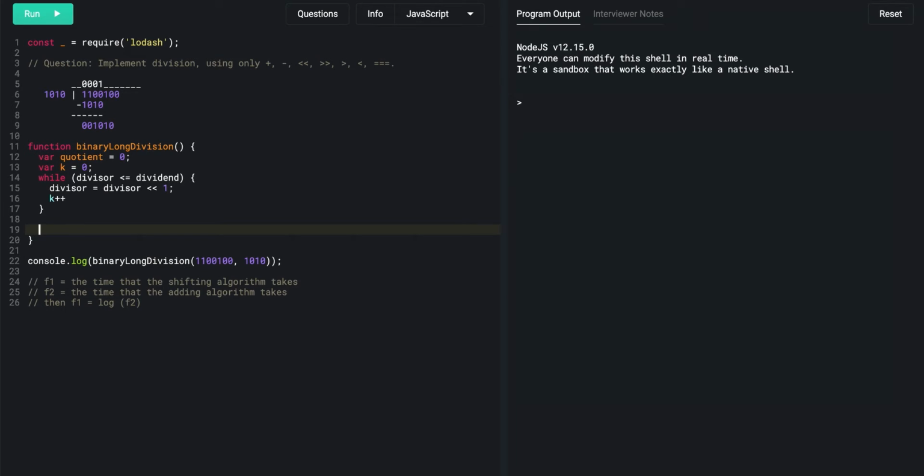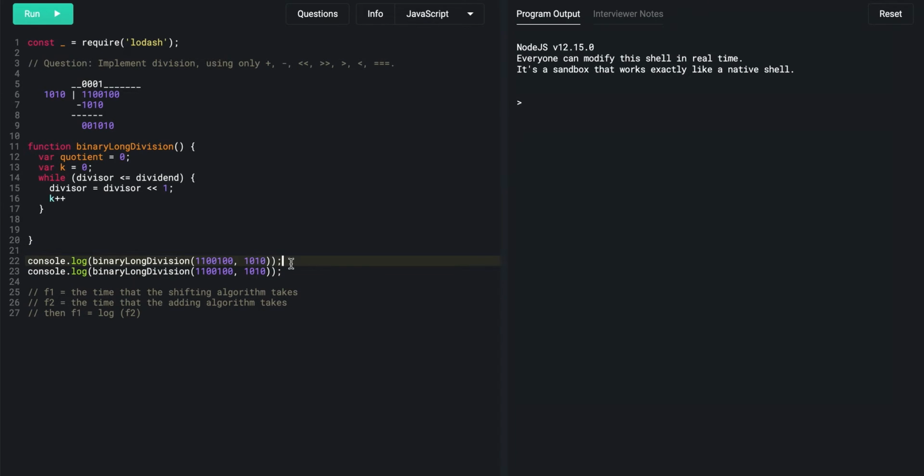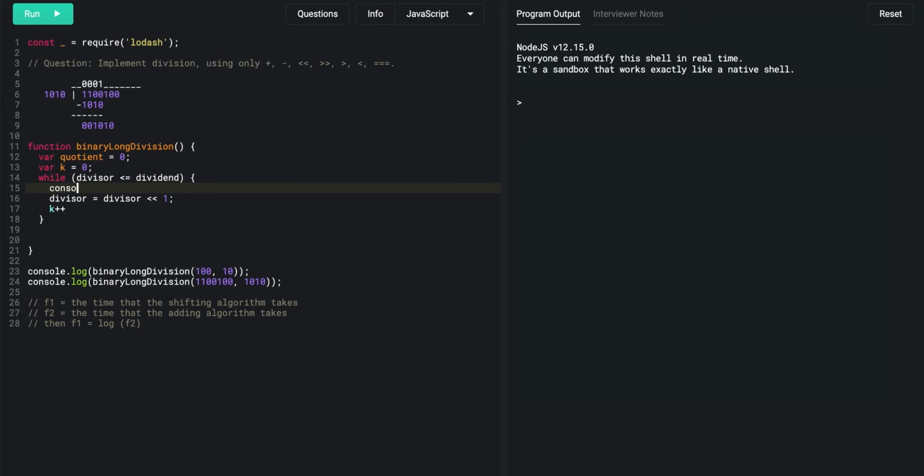We basically want to go from k to 0. So basically, let's just use an easy example first. For example, if we were to do 100 divided by 10, we would keep left shifting 10 until it is larger than the dividend. So let's take a look at what that would look like. Console.log divisor and dividend and k. And let's actually move that after here.